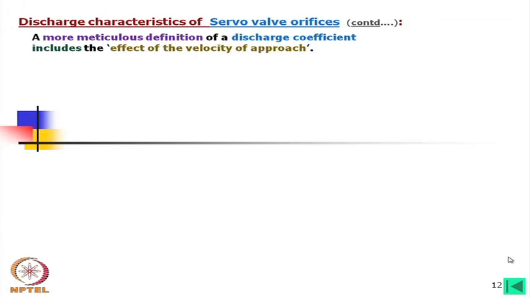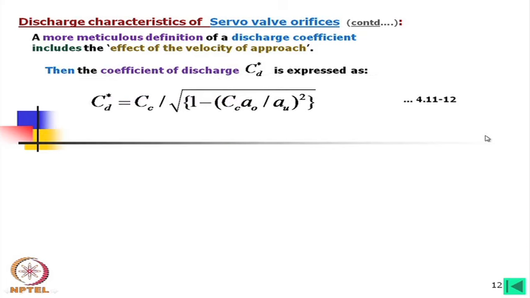A more meticulous definition of a discharge coefficient includes the effect of velocity of approach. So, for a more accurate calculation to characterize the servo valve, we need to consider this part. Therefore, the coefficient of discharge C_d* is expressed as C_c divided by the square root of 1 minus (C_c A_0 / A_u) whole squared.